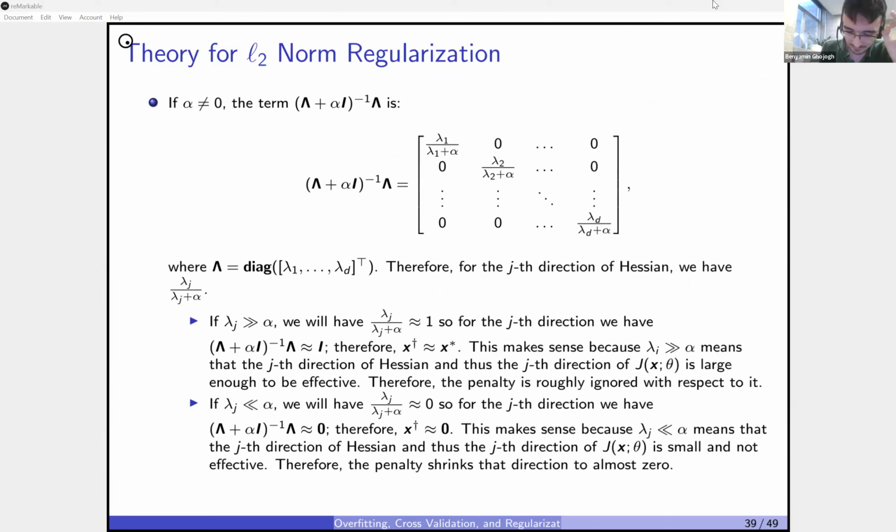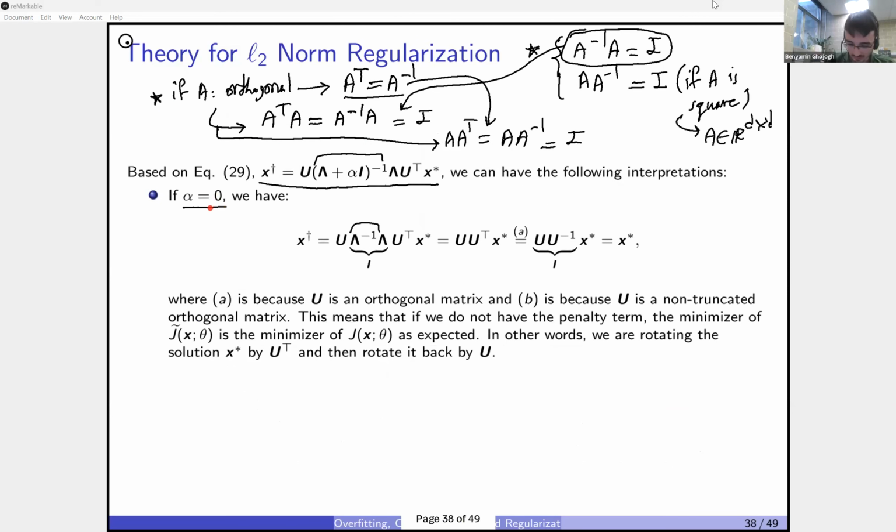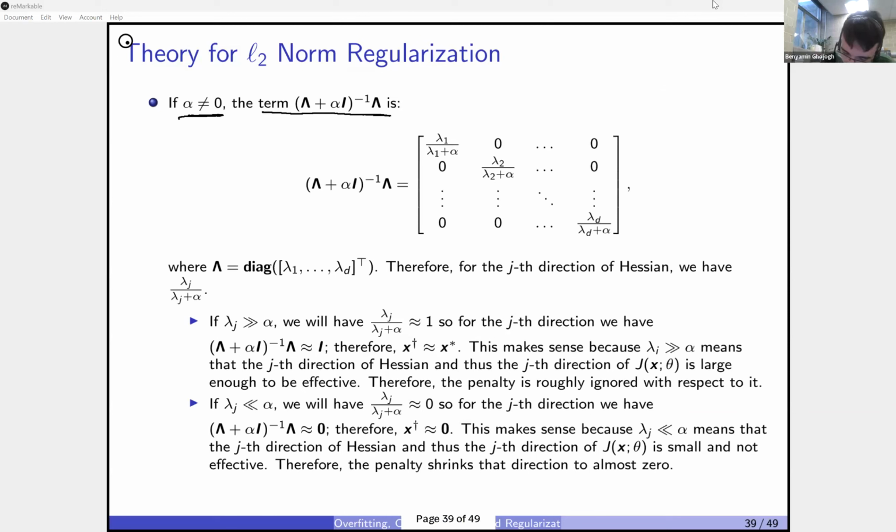Now, if alpha is not 0, this term, lambda plus alpha I inverse lambda. Here we talked about alpha equals 0. If alpha is not 0, you can see this term as this, because lambda is a diagonal matrix. Lambda is diagonal, I is also diagonal, so lambda plus alpha I inverse is also diagonal, and the whole thing is diagonal. And this becomes like this.